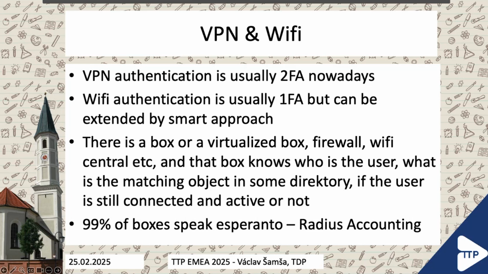VPN, not today, but for many years, is usually two-factor. It's not just one factor, but two-factor. Even if you use just username and password, there is a first stage of the authentication, and together it's two-factor. Wi-Fi is usually one factor, but of course you can extend it by a smart approach. As I mentioned yesterday, a second factor for your authentication can be the location, because we simply know that we are here inside the perimeter. You cannot connect to Wi-Fi from home at this building. So the trust level of this authentication is not just one factor, but maybe 1.5 factors.